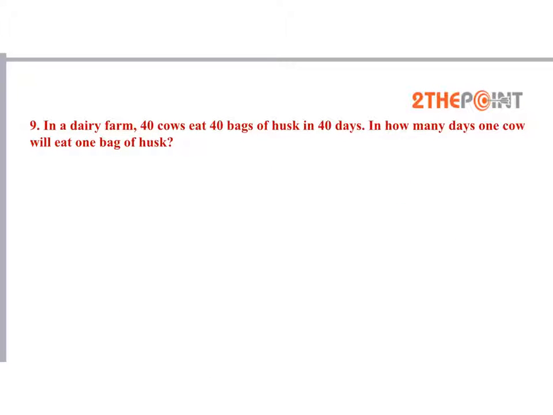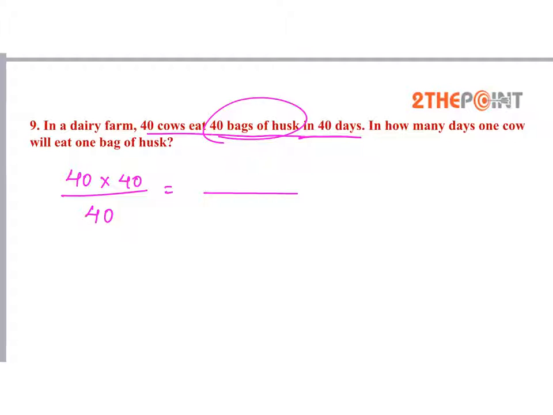In a dairy farm, 40 cows ate 40 bags of husk in 40 days. In how many days will one cow eat one bag of husk? Now just recollect the formula. 40 cows are the persons here, and 40 days. Eating 40 bags of husk is the work, so it will come in the denominator. Now we have to find in how many days one cow will eat one bag of husk.